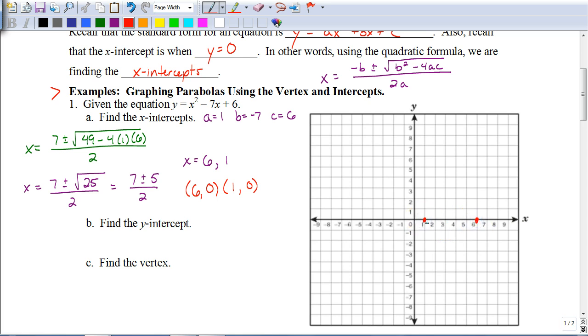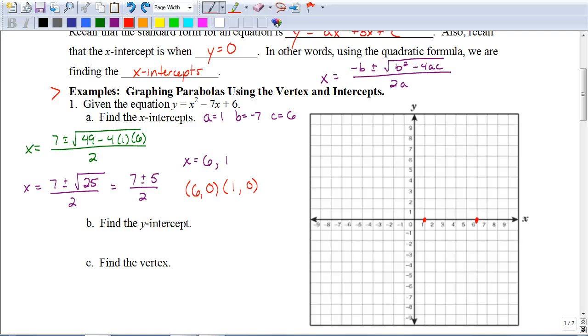So those are the x-intercepts. Now if I'm looking at my original equation, since a is a positive 1, I know my parabola opens upwards. So my parabola is going to look something like this, but I don't know exactly how it's going to look, so we need more points. We just know it's going to point upwards.